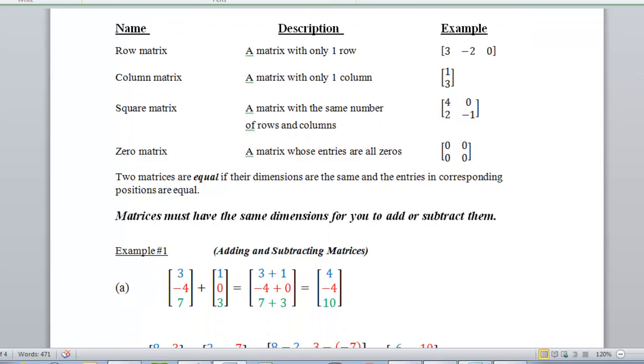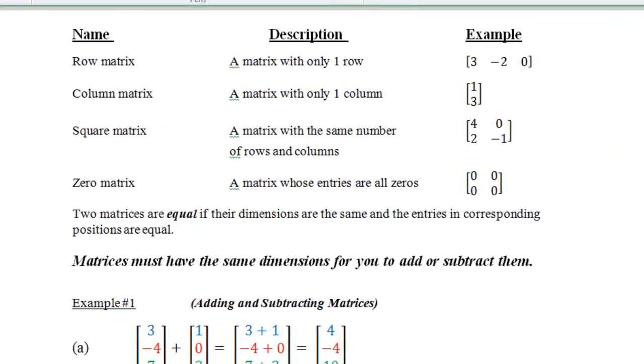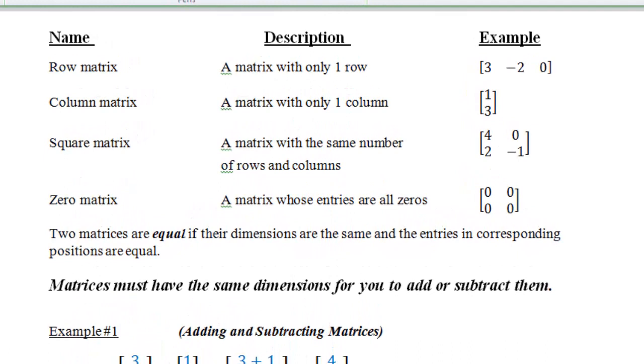Okay, so we can see some basic examples here of specific types of matrices. This first one is called a row matrix because it has just one row. The next one is a column matrix because it has one column. Now, a square matrix is a very important matrix because that is going to come into play later when we start talking about inverses. This is a 2 by 2 square matrix, which is a very popular matrix size. We could also have 3 by 3 square matrices, 4 by 4, and so on.